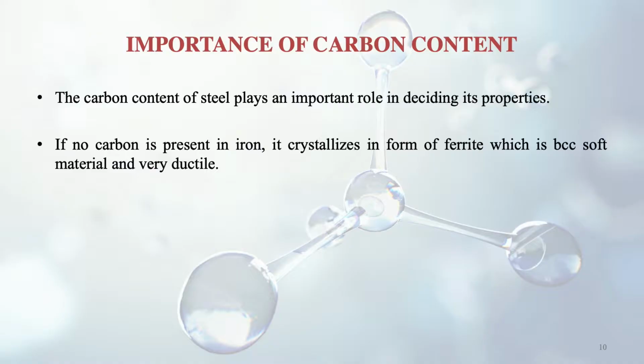If no carbon is present in iron, it crystallizes in the form of ferrite, which is BCC, a soft material and very ductile. What is BCC actually? It is body centered cubic. Suppose you have a cube, then if the atom is at the center of the cube, then it is body centered. So that's what it means, body centered cubic. And this ferrite material is very soft, and due to its softness is very ductile.